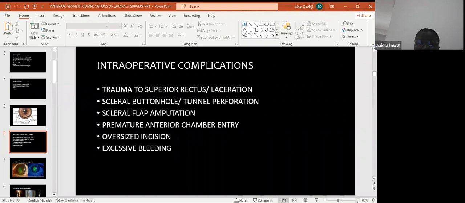So buttonhole can occur while making the scleral tunnel. If the dissection is too superficial, one could have a buttonhole or perforation. And sometimes if it is very, very superficial, the flap can be completely amputated. A good way to prevent this is to bevel the edge of the crescent knife downwards, but not too deep. And if you notice that a buttonhole has occurred, it is prudent to start the dissection from the other end so that you can go below the buttonhole and continue with your surgery that way.